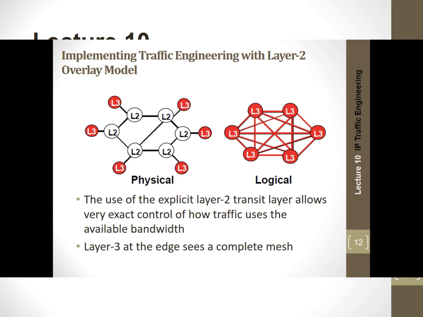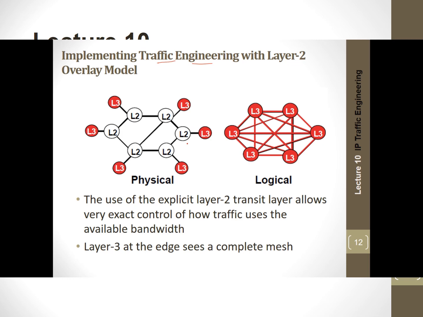Now let's look into some models which will help us understand the implementation of traffic engineering. Here they are telling us the implementation of traffic engineering with the layer 2 overlay model. So what is this overlay model? The overlay model actually is a virtual circuit network, such as ATM, frame relay, or WDM. These provide virtual circuit connectivity between the routers that are located at the edge of the virtual circuit cloud.